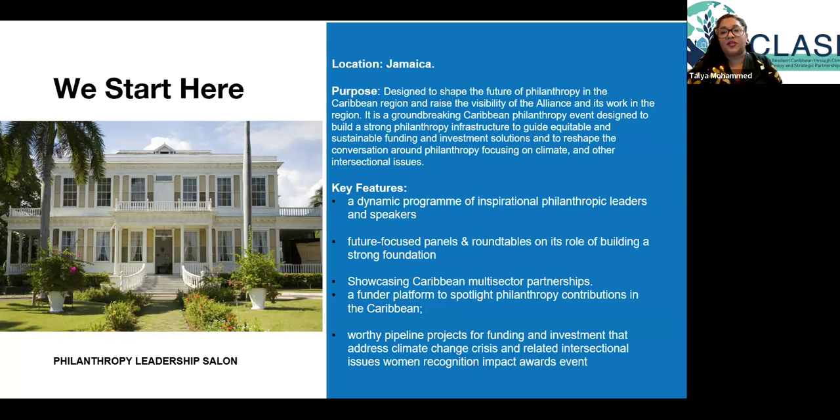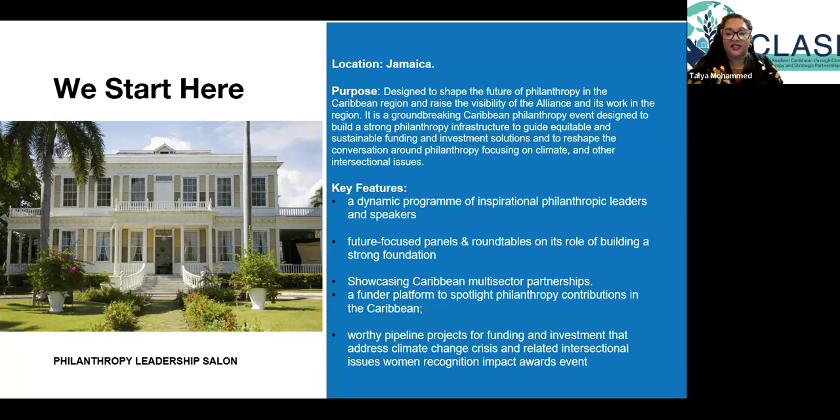And we want to also make sure at the forum we can discuss any projects that people have been doing, Caribbean-wide projects that need investment. We want to elevate and podiate some of those projects and see if we can get some more funding injected into them, especially when it comes to the climate crisis and, of course, the intersectional issues with women.